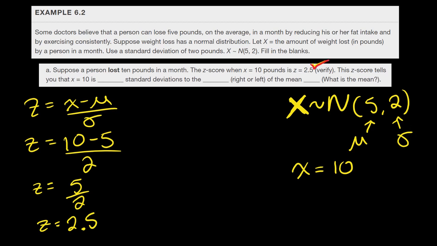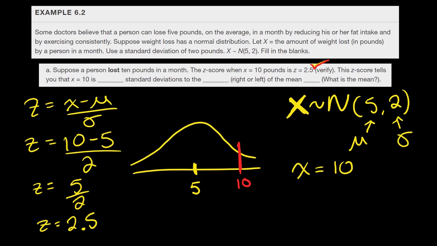Okay, so this z-score tells you that 10 is blank standard deviations to the blank of the mean, okay? All right, so let's draw out our distribution. Let's think this through. So here in the center of the distribution, the normal distribution is always the mean. Then our observation was 10, up here. And what does Z tell us? Z tells us the number of standard deviations from the mean.